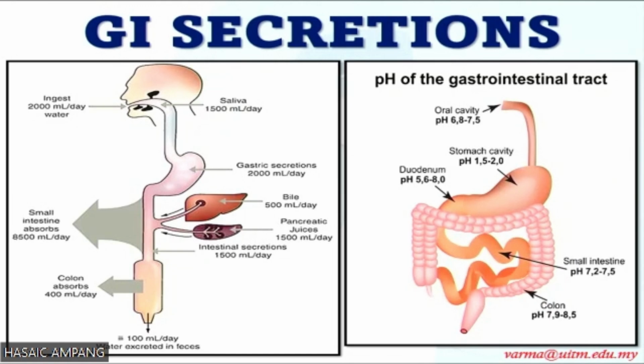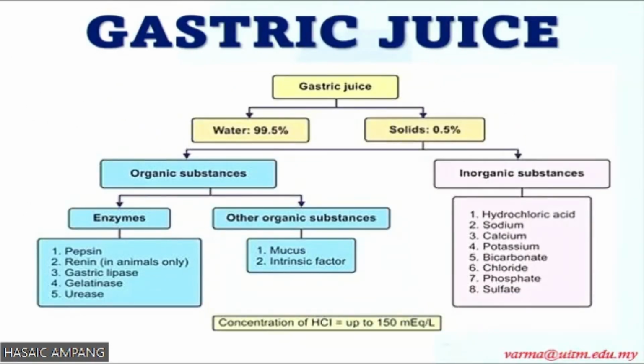Try to neutralize. Okay, your gastric juice composition, I just want to highlight this. It contains enzymes, other organic substances, and inorganic substances, mainly electrolytes. The concentration of hydrochloric acid can be up to 150 milliequivalents per liter.